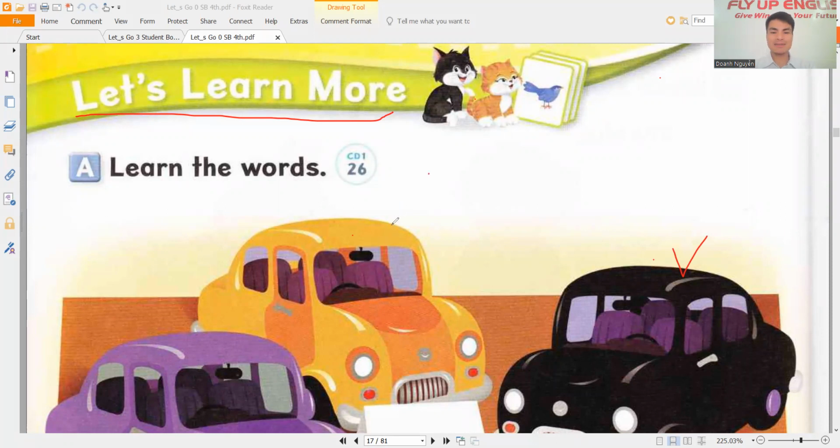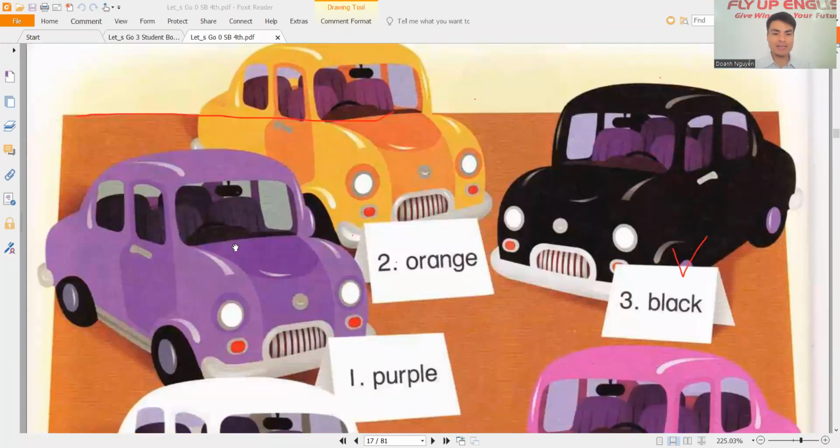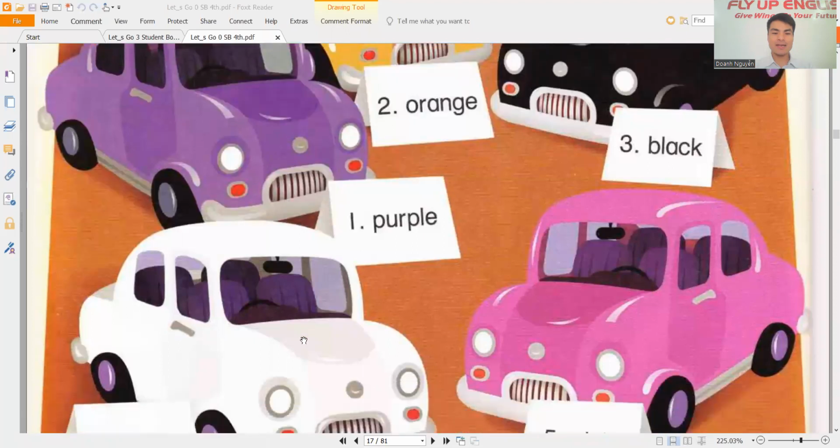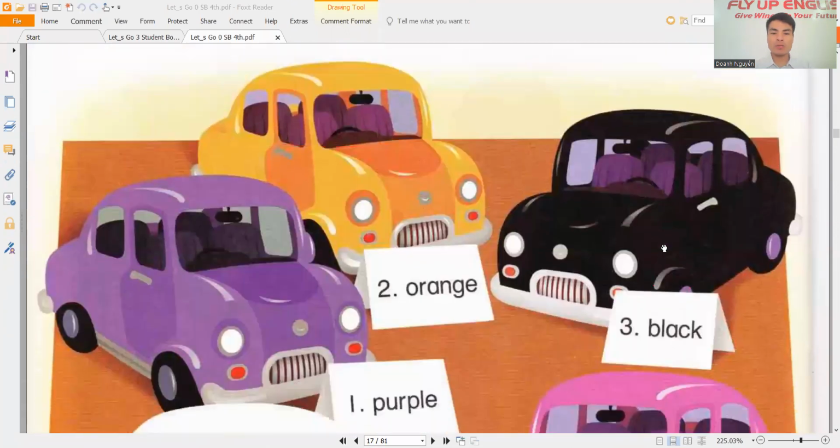What color is it? It's orange. It's orange. And what color is it? It's purple. It's purple. Yes. And what color is it? It's white. White, okay? What color is it? It's pink. It's pink. Okay, again, one more time.